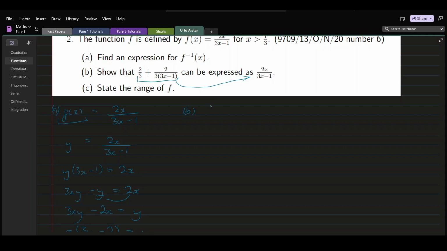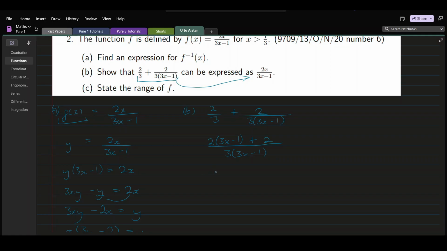That's B, we've got 2 over 3 plus 2 over 3 times 3x minus 1. So the first thing that we need to do is to combine the two fractions, and they have the common denominator 3 times 3x minus 1. 3 into our new denominator here will cancel that 3, so this becomes 2 times 3x minus 1 plus the 2 over here, that's plus 2.